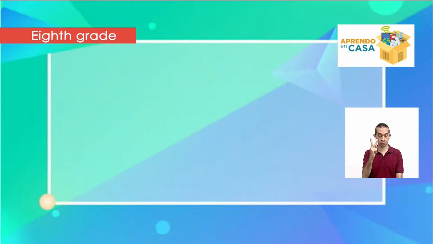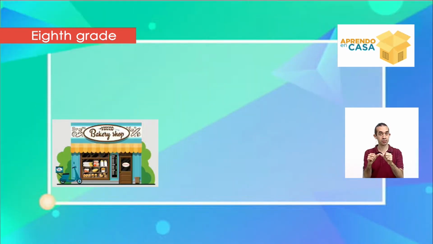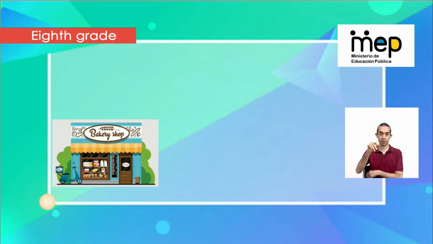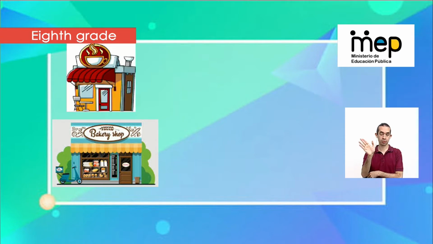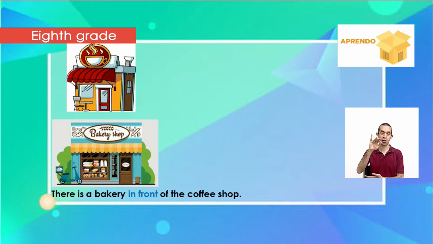Okay, now let's continue with a bakery shop. We have a bakery shop. And we also have a coffee shop or cafeteria. So we can say that there is a bakery in front of the coffee shop. Okay, repeat, there is a bakery in front of the coffee shop.